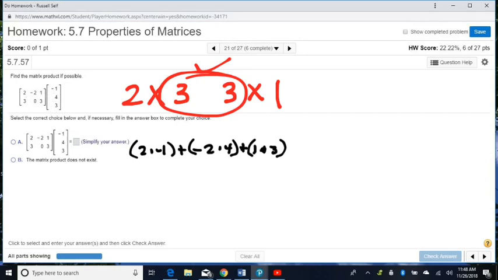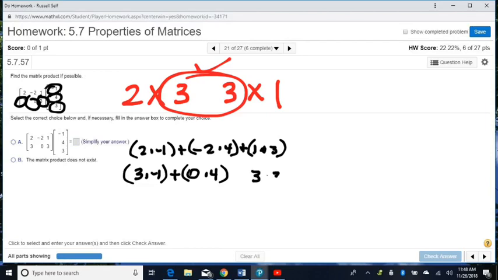Let's move to the second row. So it's 3 times the negative 1 plus 0 times the 4. Again, they like to use 0, but remember, 0 is a number. Then 3 times 3. And again, plus in between all of them, because remember at the end we've got to add them all together. Okay, so let's multiply, then add.